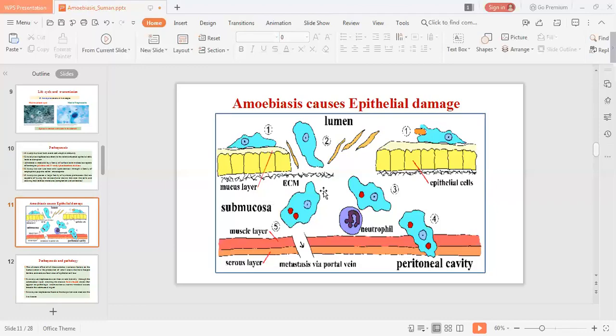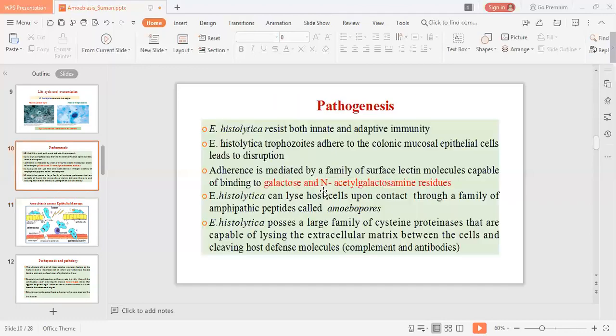the antibodies. Because of these proteolytic enzymes, they can break the hinge region of the antibody into Fab and Fc regions. So now the antibody is not active. So they can cleave the host defense molecules in the form of complement and antibodies. They are destroying these by using these particular cysteine proteinases.